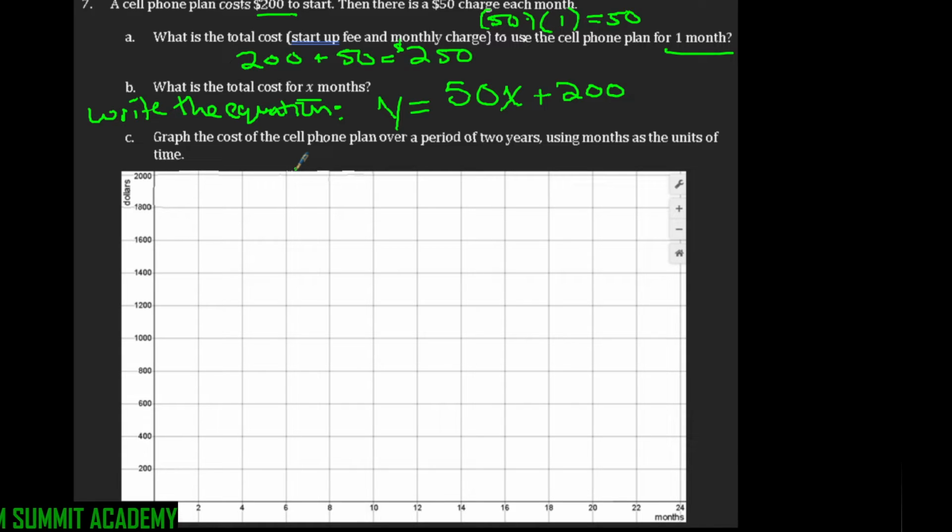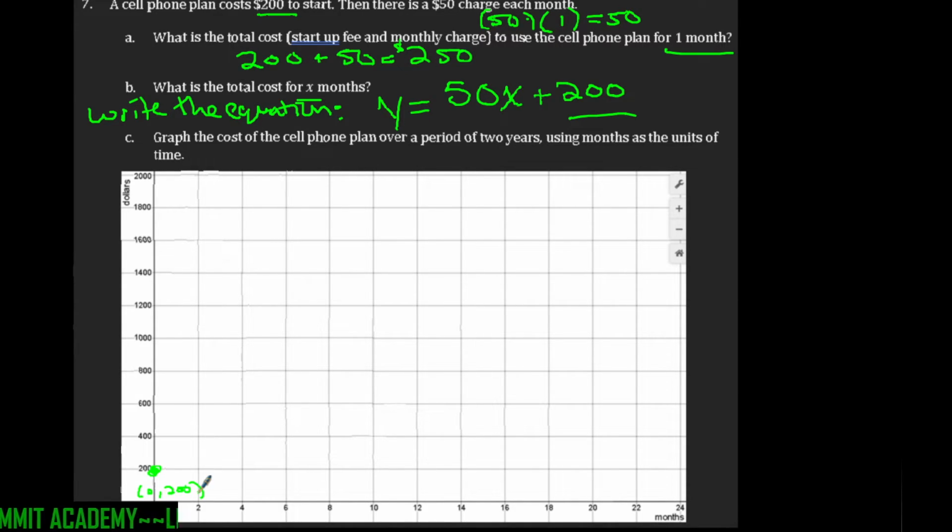So then the part C is to graph the cost of the cell phone plan over a period of 2 years using months as the unit of time. And so I actually gave you the graph. They wanted you to label it for yourself, but again, I can give you just this graph so that way it's easier. So on here, I know my starting point using that starting point of 200, so I'm going to plot that one out. So I guess I'll keep it green. I'll do that point of 0 to 100.